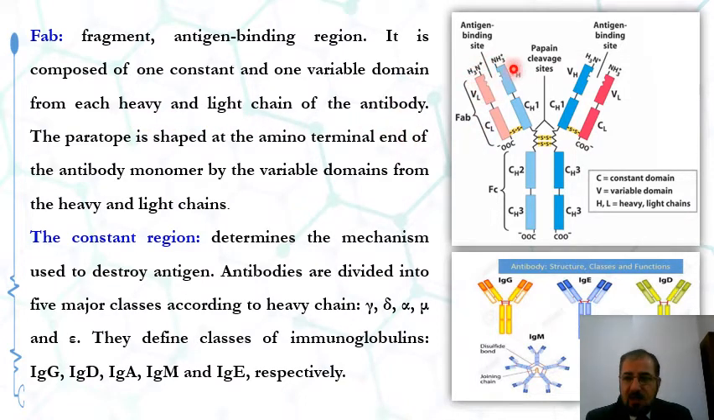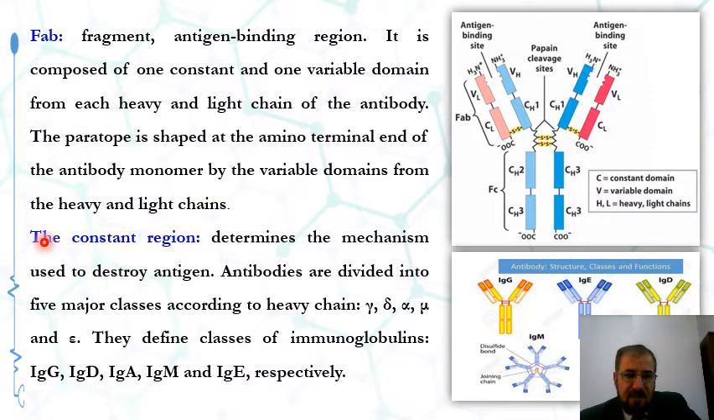The amino terminal end of the antibody is called the paratope. So the paratope is shaped at the amino terminal end of the antibody monomer by variable domains from the heavy and the light chain. The paratope is the part by which the antibody binds to the epitope of the antigen.